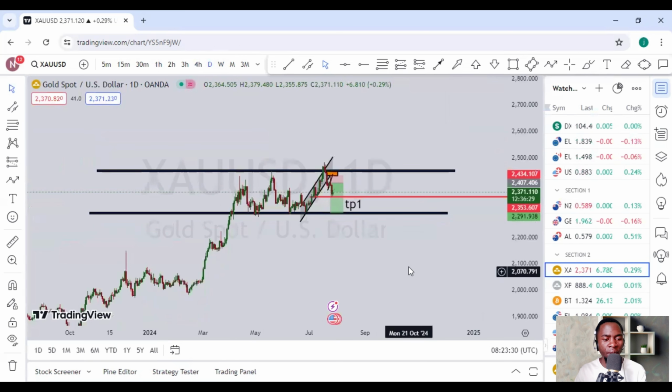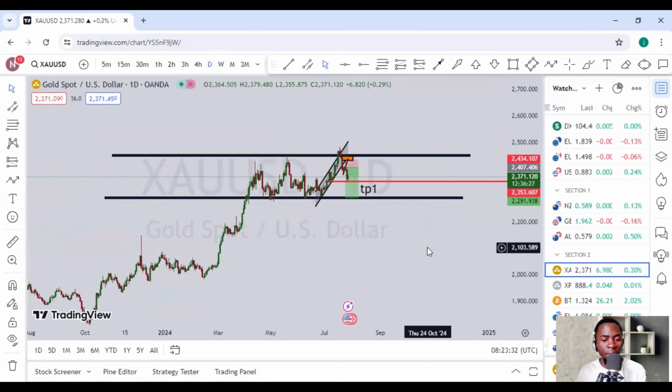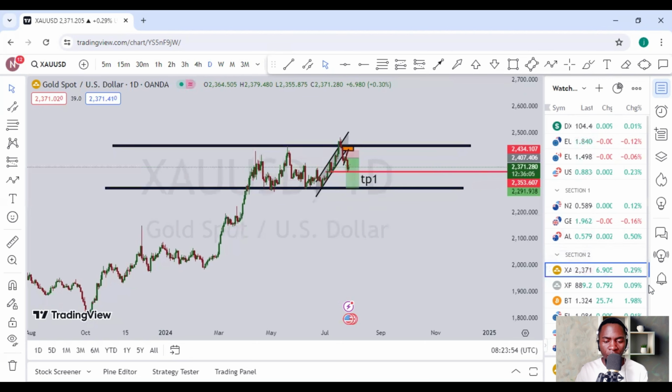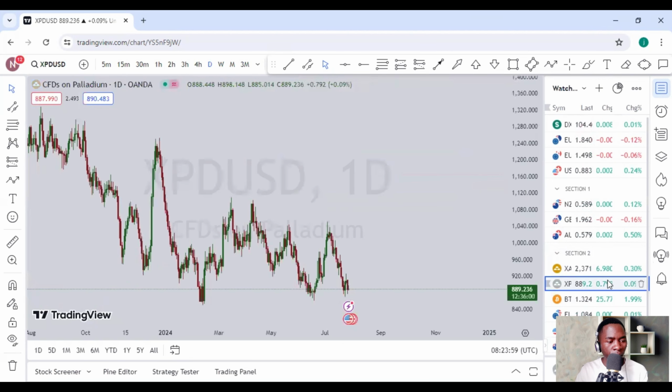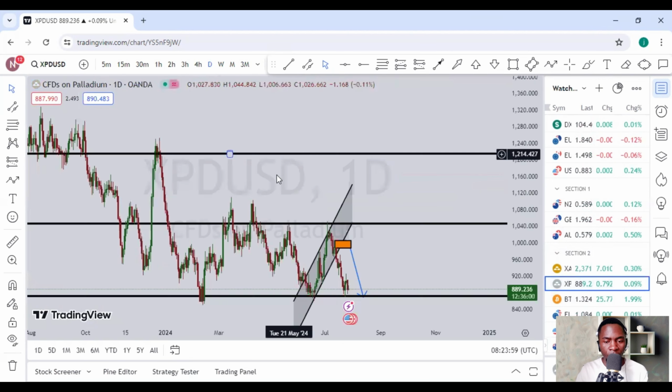So currently I'm in gold. This is the only trade that I'm currently on this week, because the other two, CHF and GPP, didn't give me a setup, just went direct to my take profit. So I didn't have any setup on those ones. So the only pair that I'm currently trading is gold. That's where I'm at right now. So the next pair now is palladium. Now let me talk about palladium something more.